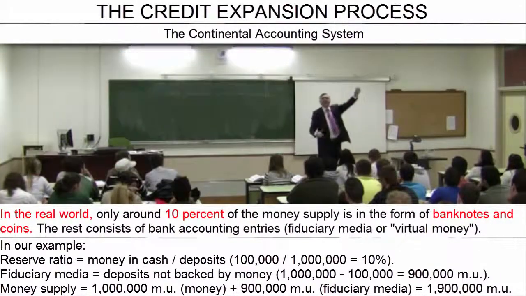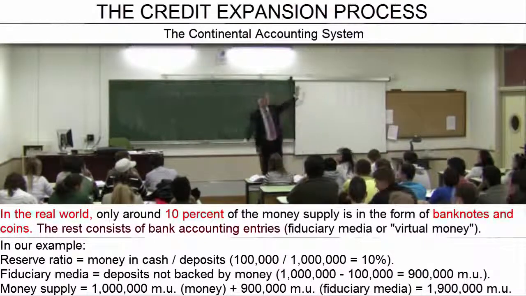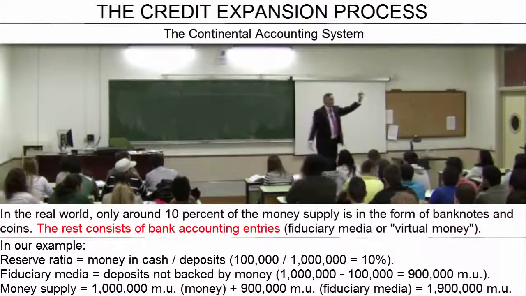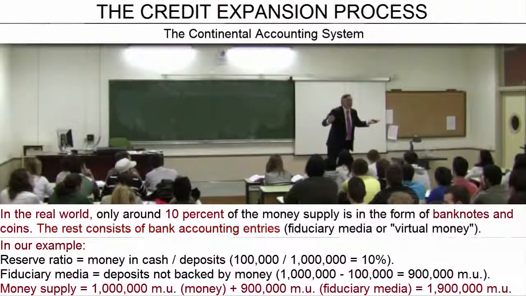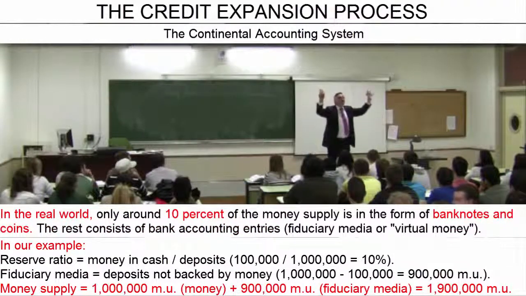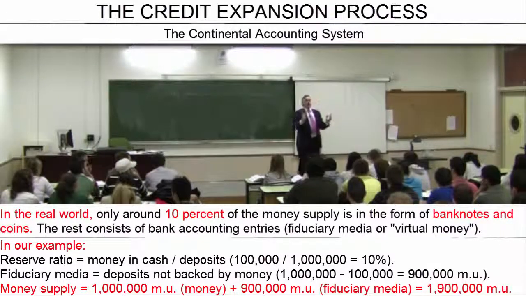You might ask, and where is the other 9/10 of the money supply? I have given the answer today. The other 9/10 consist of a sort of virtual money. It exists only in banks' accounting entries. Take note of the example I have offered. We have gone from 1 million units of real money to 1,900,000 units. Only 900,000 have been created.